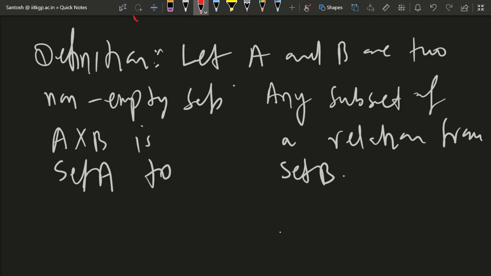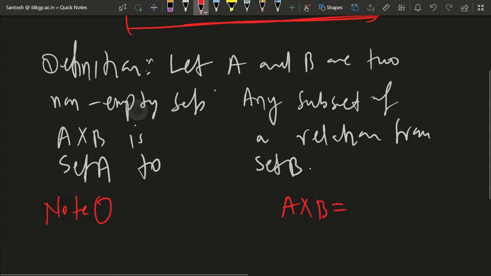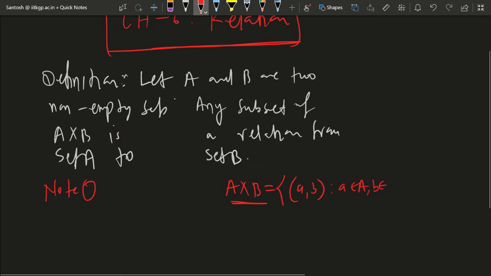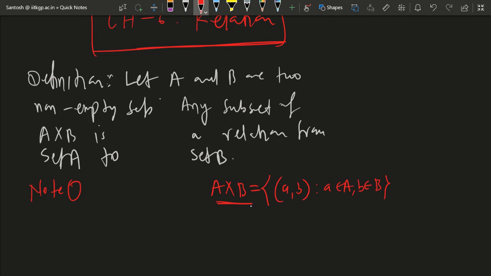First of all, how do we define A cross B? Can anyone tell me the definition of A cross B? It is called the Cartesian product of sets A and B. It consists of ordered pairs (a, b) such that small a belongs to capital A and small b belongs to capital B. This is the definition of A cross B.